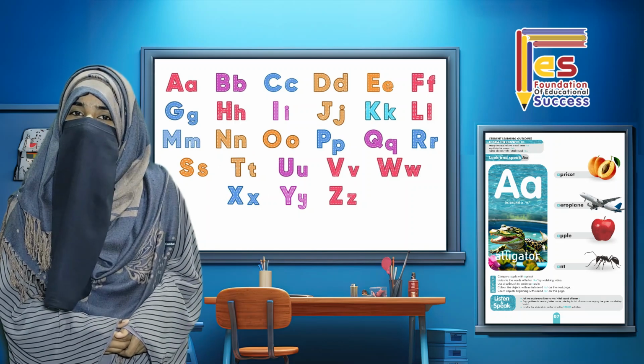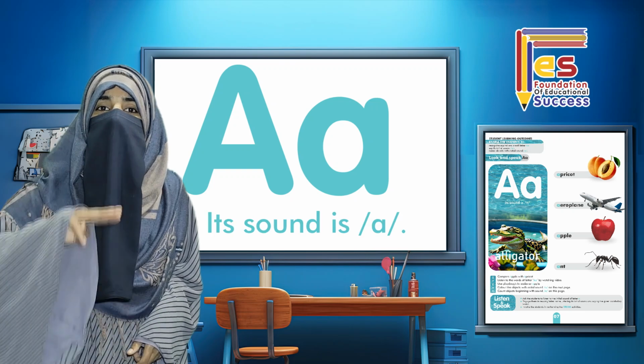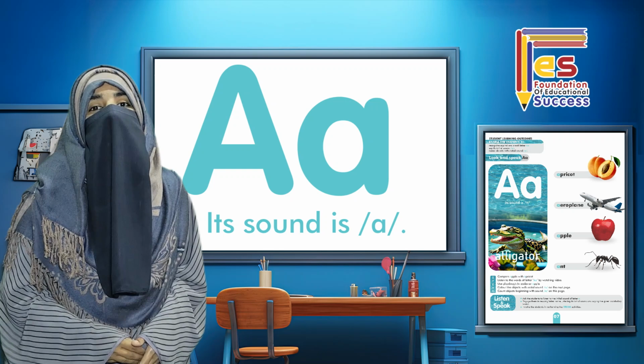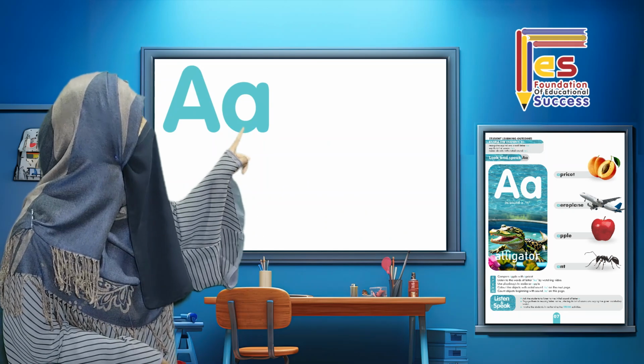Alphabets. Meet the letter A. Its sound is eh, eh. Say eh. Now let's meet the objects that start with letter A.